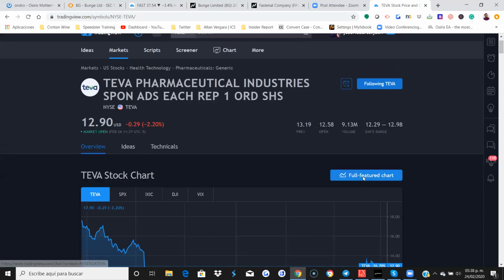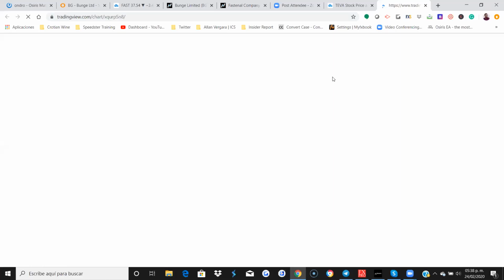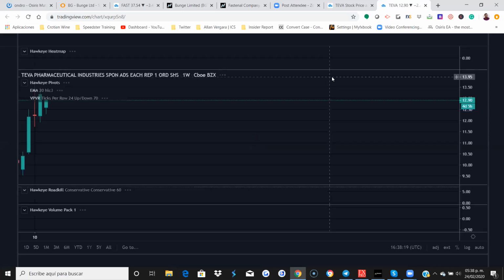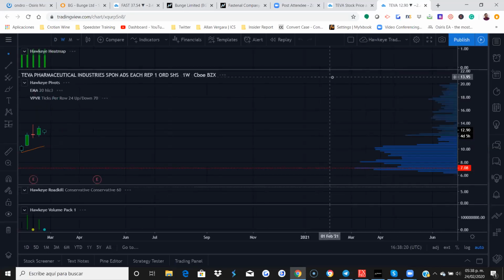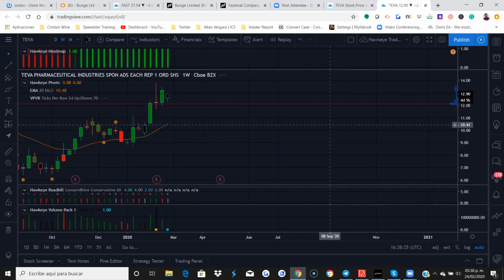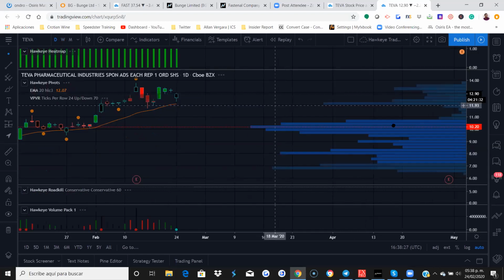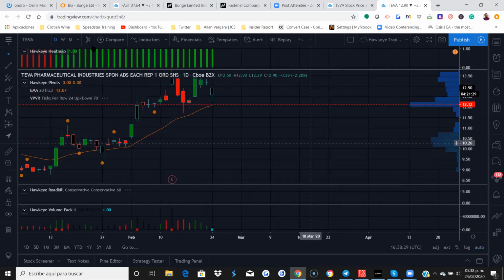I don't have it on my screen now, but I will probably put it together this week and send it to you so you see what I'm talking about. The P5 on Tiva is at almost $21. That's the P5. That's a lot of room to go up, like a lot.